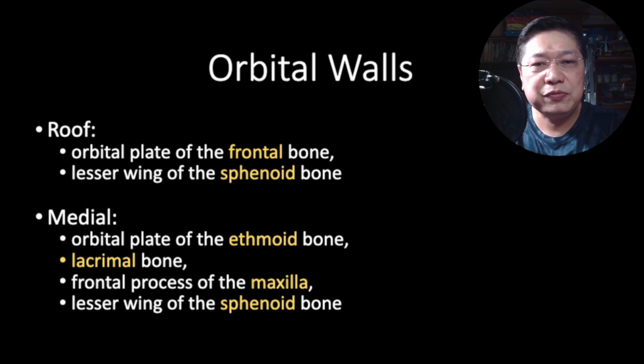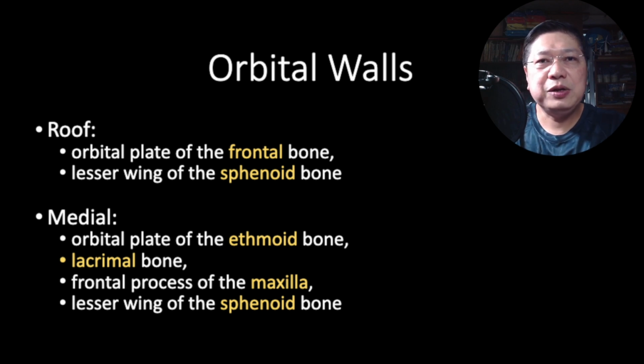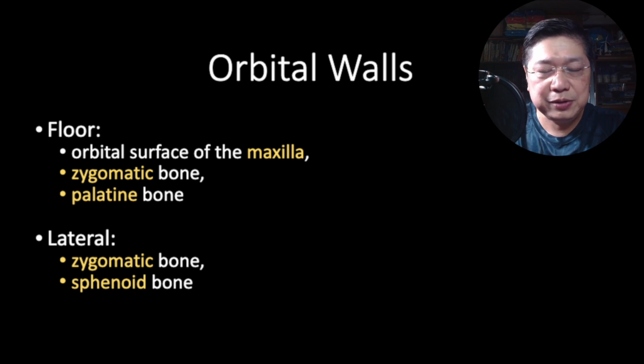Then the lesser wing of the sphenoid bone. The medial portion is from the orbital plate of the ethmoid bone, the lacrimal bone, the frontal process of the maxilla, and the lesser wing of the sphenoid bone. The floor would be made out of the orbital surface of the maxilla, the zygomatic bone, and the palatine bone. The lateral part will be made out of the zygomatic bone and the sphenoid bone.